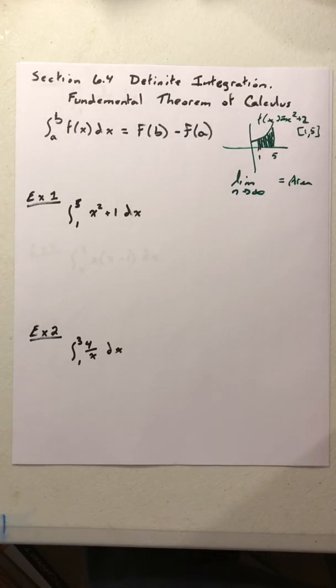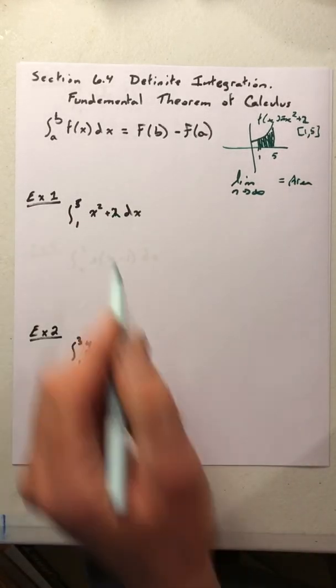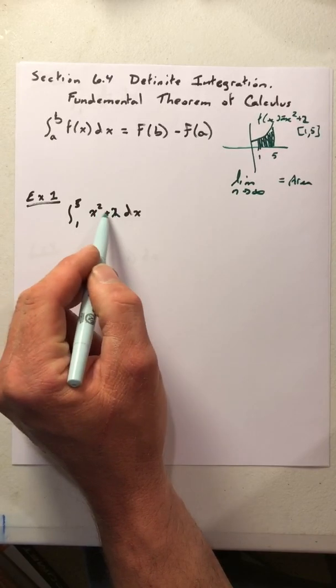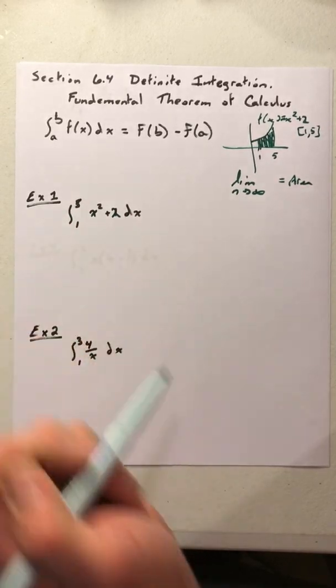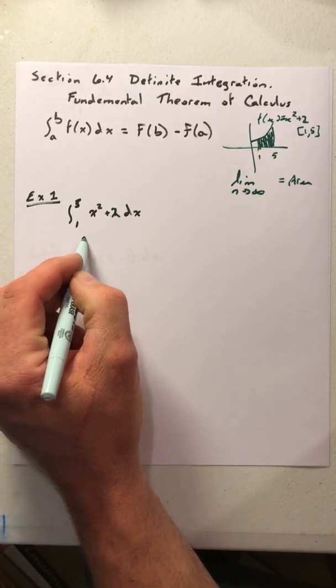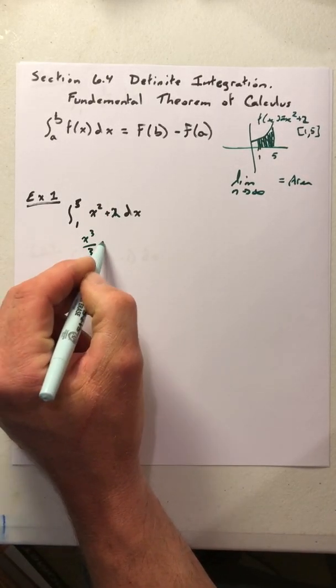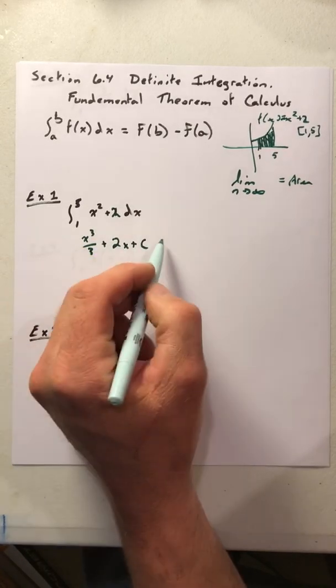So what does that look like? Well, let's go ahead and look at that example that we looked at. This was x squared plus 2. Let's look at this function, x squared plus 2, if we integrate it from 1 to 5 dx. So we can integrate x squared. We know that integration is x to the third over 3. The integration of 2 is 2x plus c.